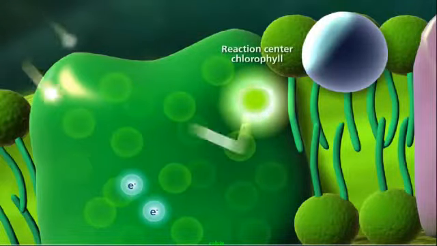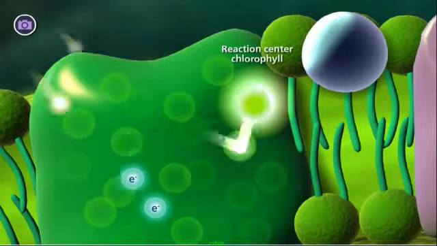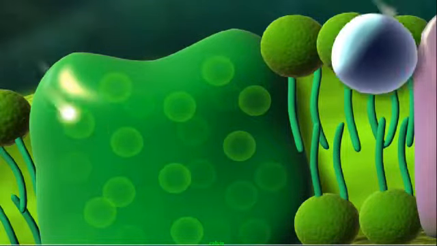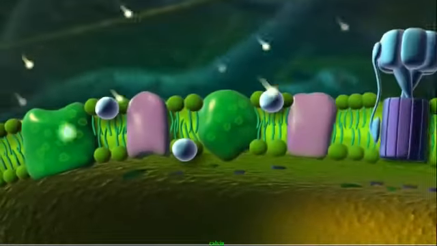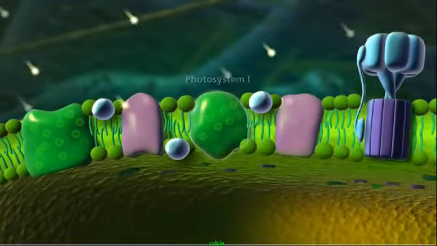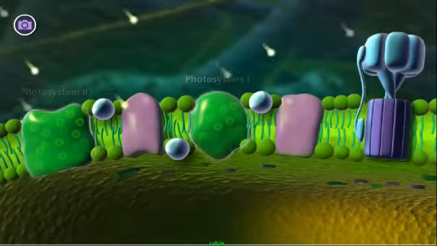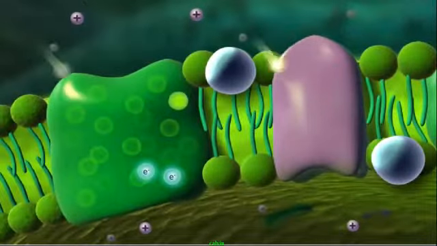to a reaction center chlorophyll molecule, which will then pass the electrons to a series of proteins located on the thylakoid membrane. Photons of light strike photosystems 1 and 2 simultaneously. We will examine what happens with the photons striking photosystem 2 first.